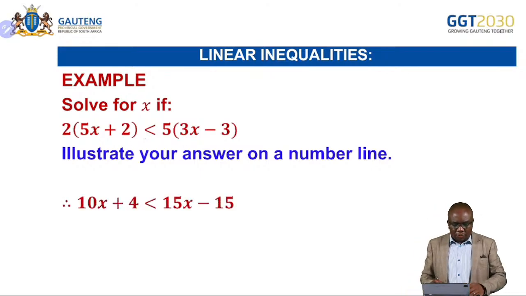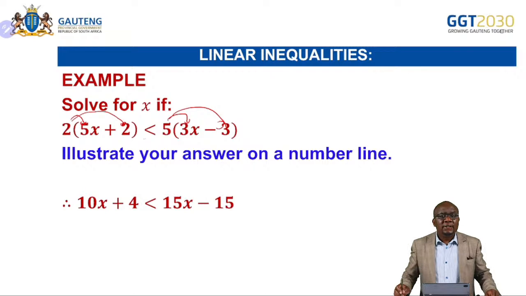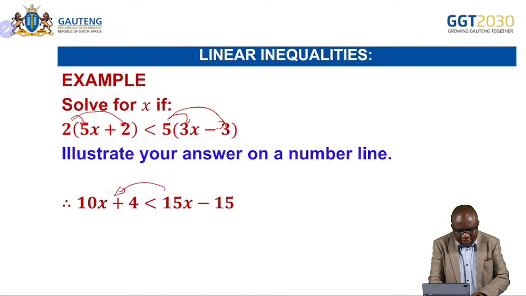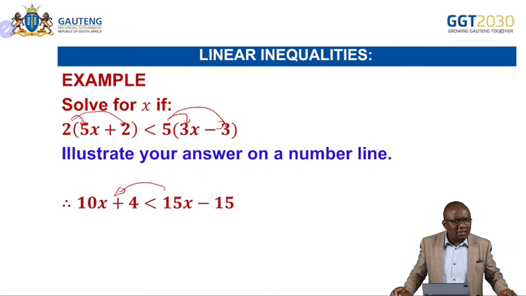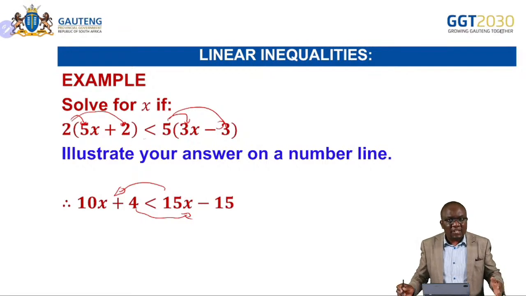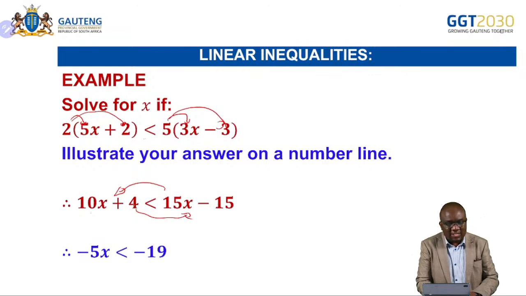Right. Now, what did you do? We distributed 2 here, distributed that, distributed that, distributed that. And then we got this, isn't it? Now, transposing, bringing the 15x to the left-hand side. Does it change the sign? No, it doesn't change. Transposing, even if it's negative. Because some people say, no, 15x is positive there. Even if it's negative, transposing or adding or subtracting on both sides does not change the sign. So you'll get your answer like this, because 10x minus 15x is negative 5x. And then minus 15 minus 4 is negative 19.